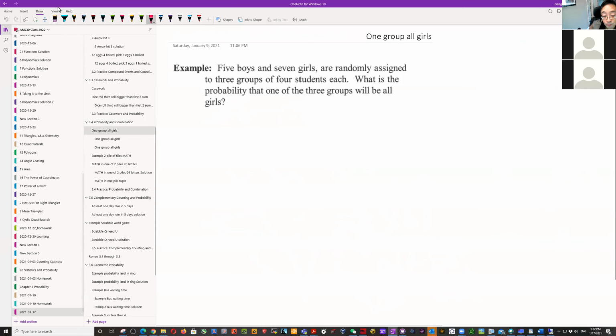So basically we still start the problem by labeling the sample data. So 5 boys, so boy 1, boy 2, boy 3, boy 4, and boy 5. And then girl 1, girl 2, girl 3, girl 4, girl 5, girl 6, and girl 7. And we need to use 3 groups. So basically we have group 1, group 2, group 3, and those are 4 students each. So basically, I need to put the letters in those baskets.